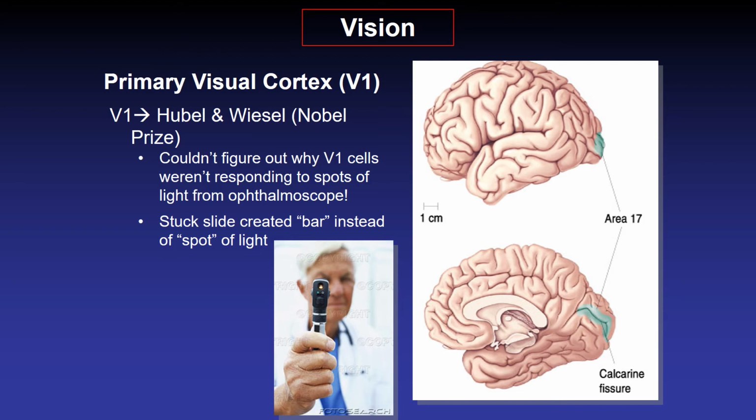And what Hubel and Wiesel discovered, because this ophthalmoscope jammed, is that primary visual cortex is interested in not just light, but in borders of light, or edges. Remember that we talked about ganglion cells doing edge detection. Edges are very important to the visual system, and we see even back in primary visual cortex that these neurons are primarily interested in edges.